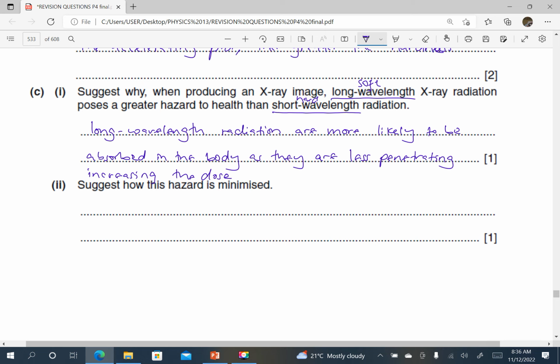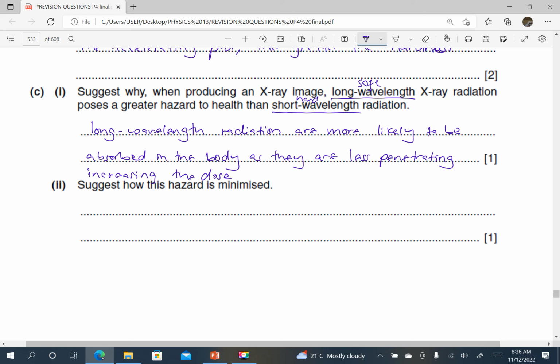Suggest how the hazard is minimized. How can this hazard be minimized? So you must have heard from your class that normally during the production of X-rays, the X-ray window is fitted with an aluminium filter whose purpose is to remove or to absorb the longer wavelength X-rays, which do not serve any purpose during the production of an X-ray image, but simply increase the dose.